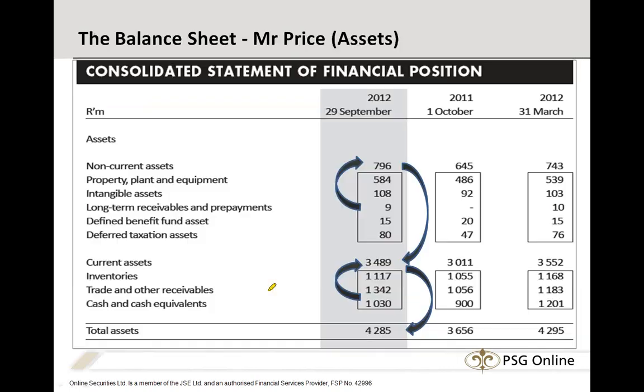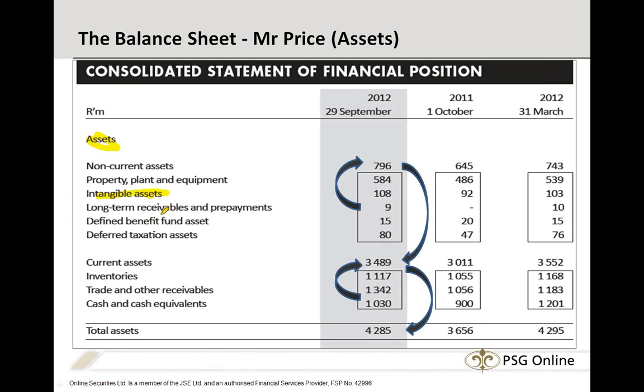Okay. So with Mr Price, this is looking only at one side of the equation. We're looking at assets here. And assets is broken into what we call non-current assets. This is longer than one year. So that includes property, plant, and equipment. And then intangibles are things like goodwill and patents and things like that. Plus long-term receivables, okay? That is long-term receivables with the debtors and things like that.